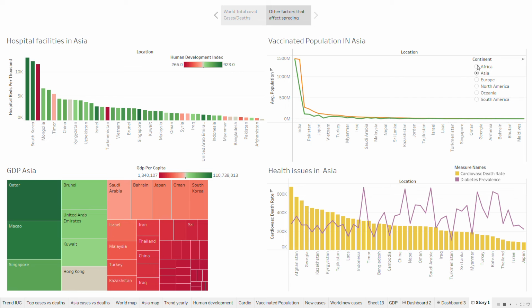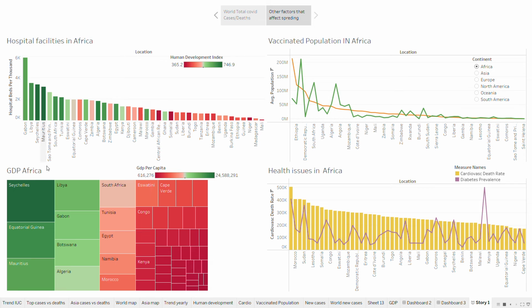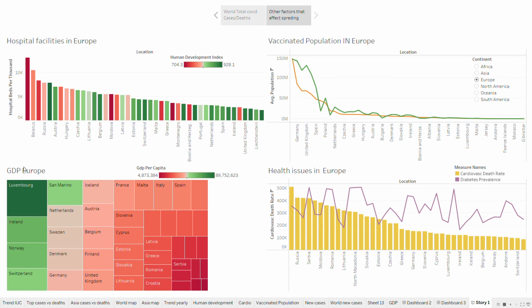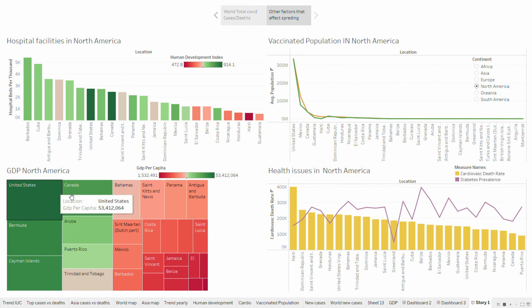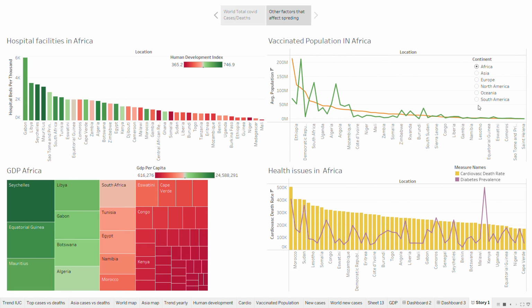In this chart, you can select the continent dynamically. If I select Africa, all the titles change for Africa, and all charts and graphs show the data regarding Africa. If I select Europe, then all graphs will change for Europe, in which you can see the GDP of Luxembourg is maximum in Europe, and in North America, the United States is at the top for GDP. You can see all the charts change dynamically for this region. So this is a really good analysis.